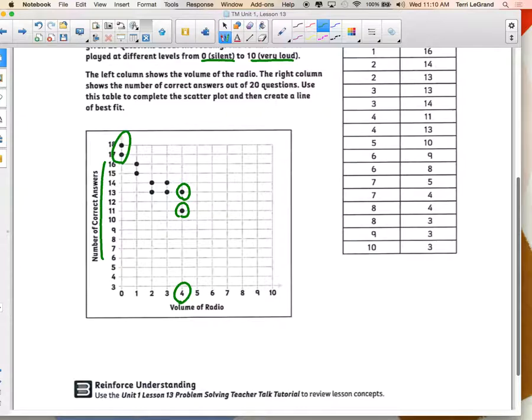Okay. So what's happening here? Is this a direct relationship or an indirect? Well, first of all, is there even a relationship? Is there a relationship? Yeah. Are those points going in a pattern? Yeah, they kind of look like they're going in a pattern to me. So there's a relationship going on. Tell me then now, is it a direct relationship or an indirect?